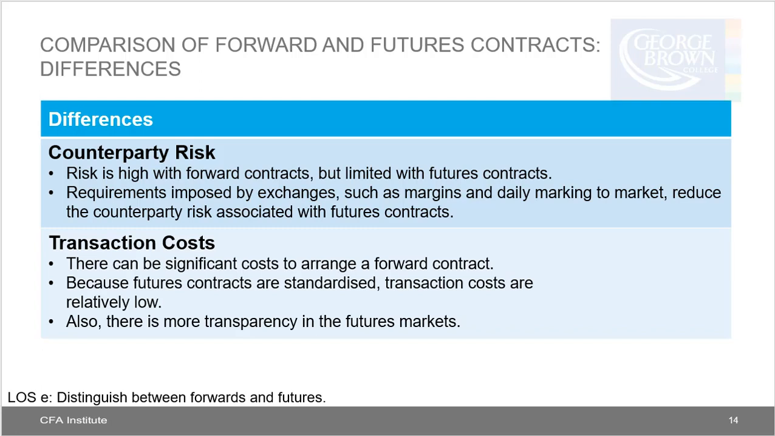Moving on to counterparty risk and the differences between forwards and futures contracts. Risk is high with forward contracts, but limited with futures contracts. Requirements imposed by exchanges, such as margins and daily marking to market, reduce the counterparty risk associated with futures contracts. Moving on to transaction costs, this is a key point. There can be significant costs to arrange a forward contract because they're customized agreements. Because futures contracts are standardized, transaction costs are relatively low. Also, there's more transparency in the futures market.